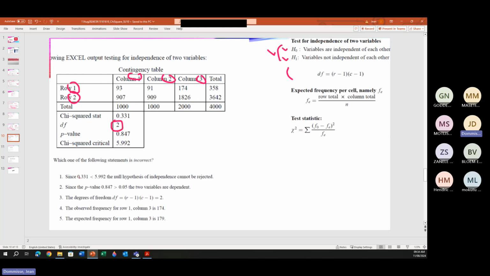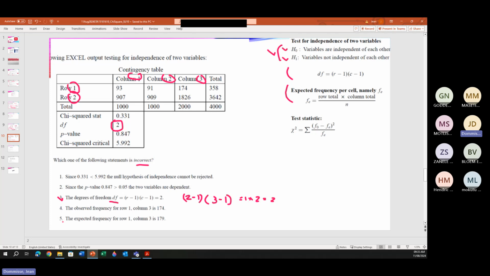So let's see, here is a degrees of freedom question. Degrees of freedom is row minus 1, that will be 2 minus 1, times column minus 1. So it's 1 times 2, which is equal to 2. Okay, so correct. We're looking for the incorrect one. Okay, then expected values. So let's work out if there is one.